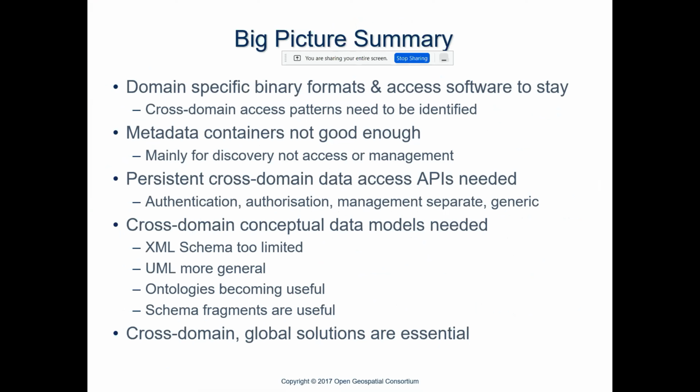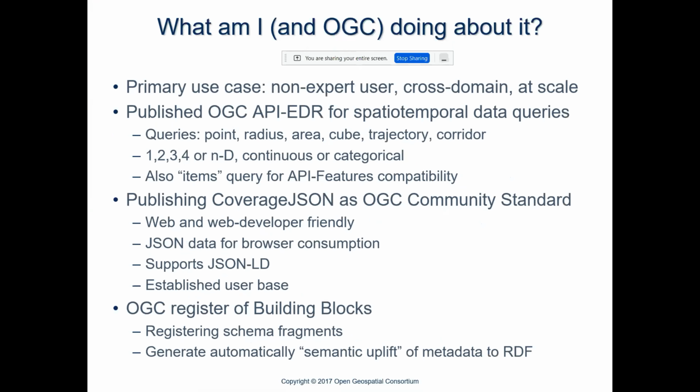So, big picture summary: the domain-specific formats are not going to go away. Metadata is not quite good enough. We need cross-domain APIs. And of course, what we have now with things like Swagger is that the issues of authentication, authorization and management are all separate. They're all handled by the API management tools. We don't have to build them into our formats or our queries. We still need more cross-domain conceptual models. And generally, we really ought to think globally, not locally, though we may implement locally, of course. So that's my big summary.